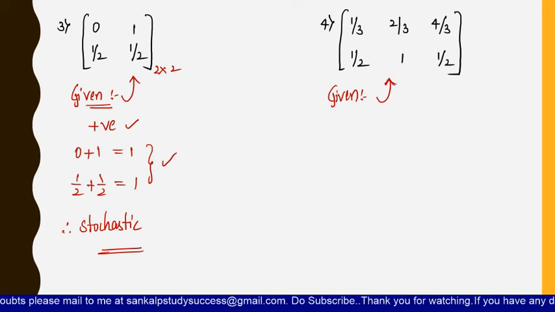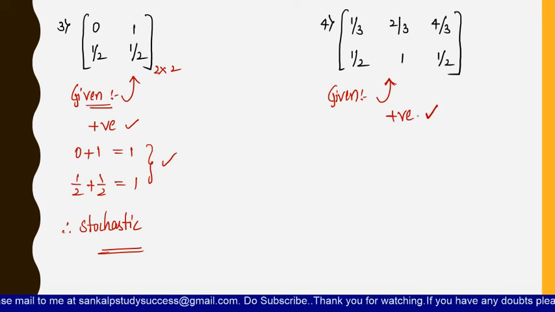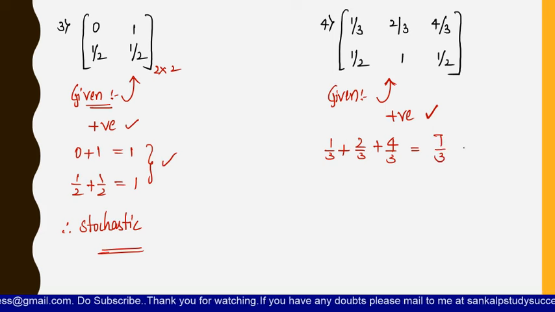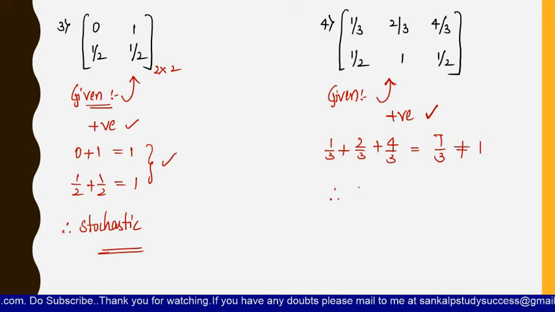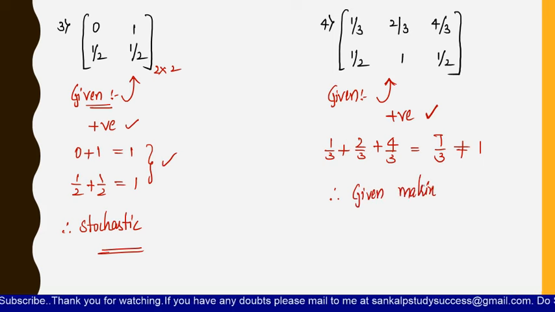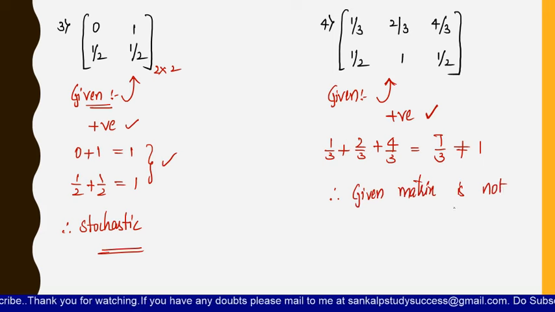Here all the elements present in the matrix are positive, so the first condition is already satisfied. Now let us add the elements in each and every row. If you consider the first row, it is 1 by 3 plus 2 by 3 plus 4 by 3. This is nothing but 7 by 3. 7 by 3 will never be equal to 1. Therefore, you can conclude that the given matrix is not stochastic.